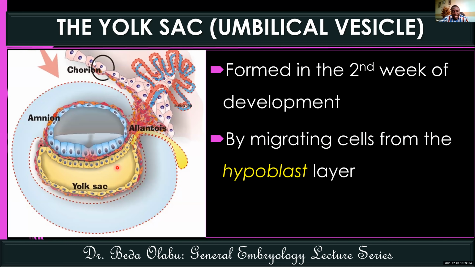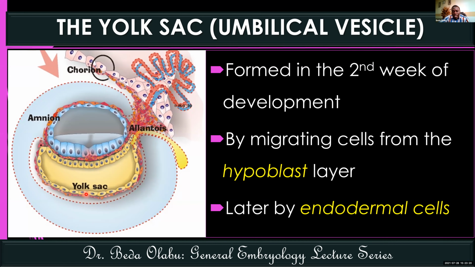In terms of the mechanism of its formation, unlike the amniotic membrane where the cells of the epiblast were the ones that migrated away from it, in this case, the cells of the hypoblast are the ones which migrate away from it. So this is hypoblast. These are the cells of the hypoblast migrating away from it to constitute the yolk sac.